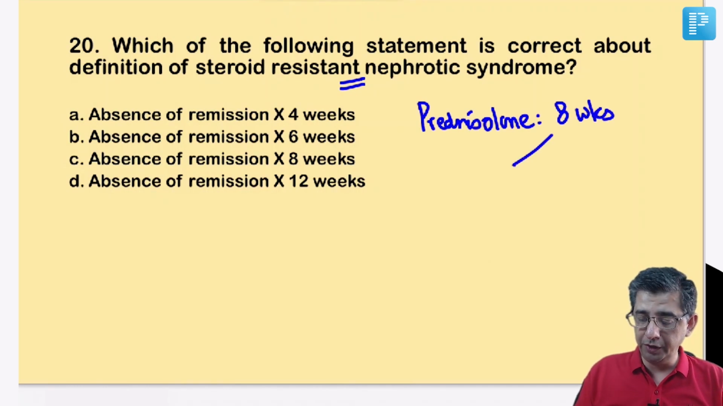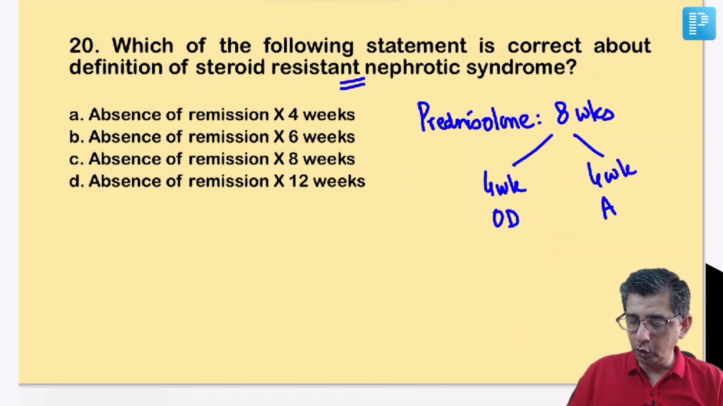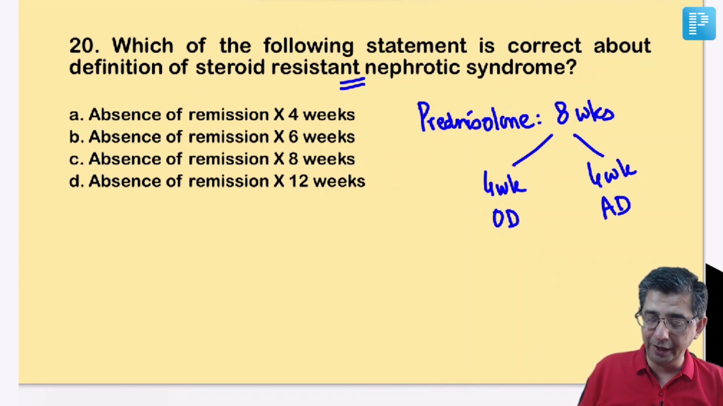For the first 4 weeks, you would be giving it once a day. And for the next 4 weeks, you are going to be giving steroids alternate day therapy. Now, you are not going to wait for a total of 8 weeks and then decide whether somebody is going to be responding to steroids or not. In the majority of cases, we tend to get remission within 14 days, that is 2 weeks.